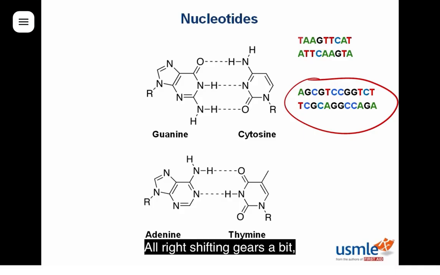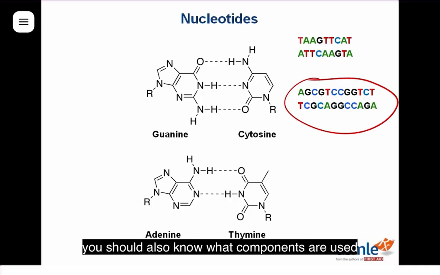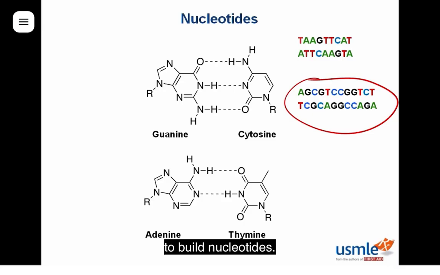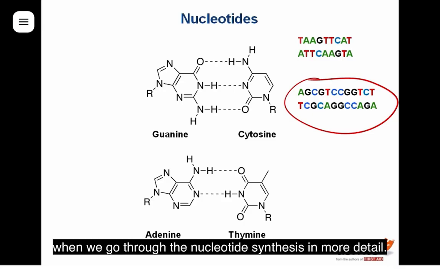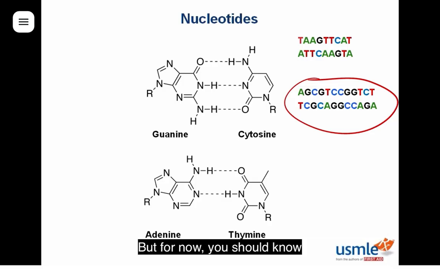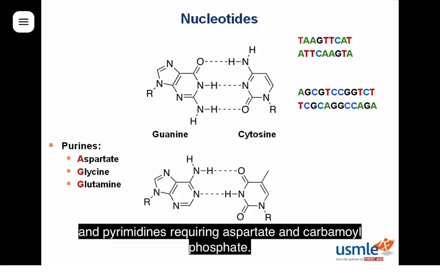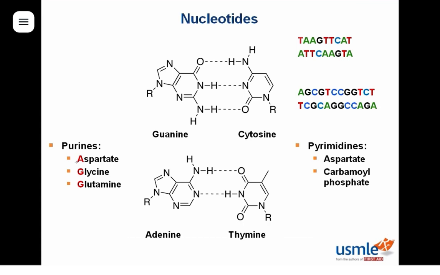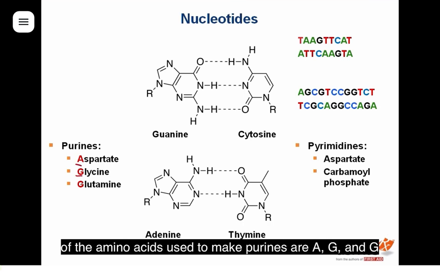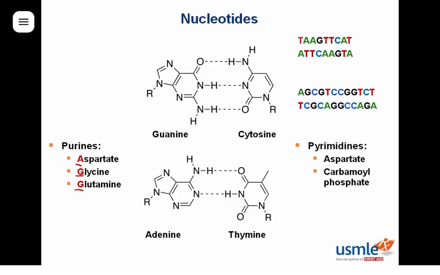Alright, shifting gears a bit, you should also know what components are used to build nucleotides. I'll discuss this more in another slide when we go through the nucleotide synthesis in more detail, but for now, you should know that they're made primarily from amino acids, with purines requiring aspartate, glycine, and glutamine, and pyrimidines requiring aspartate and carbamoyl phosphate. It's convenient that the first letters of the amino acids used to make purines are A, G, and G, since again the purines are adenine and guanine.